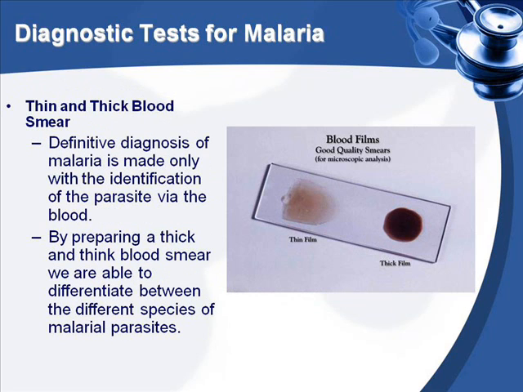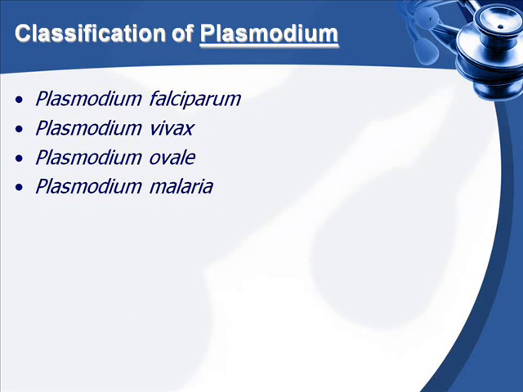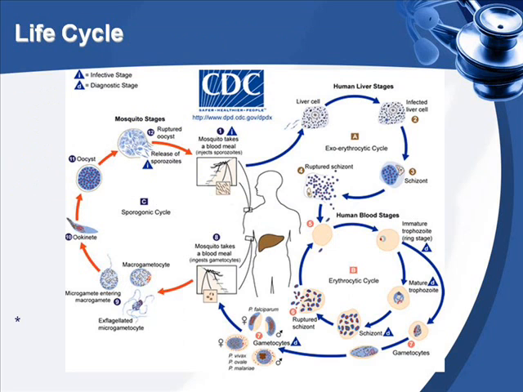Diagnostic test for malaria. Thin and thick blood smear. Definitive diagnosis of malaria is made only with the identification of the parasite via the blood. By preparing a thick and thin blood smear, we are able to differentiate between the different species of malarial parasites. Classification of Plasmodium: Plasmodium falciparum, Plasmodium vivax, Plasmodium ovale, and Plasmodium malariae.